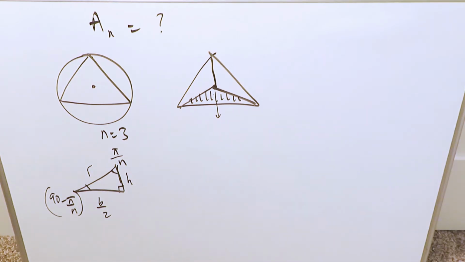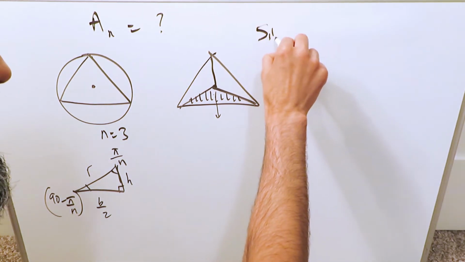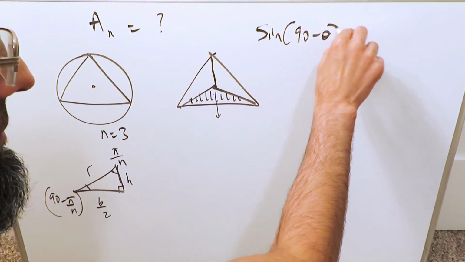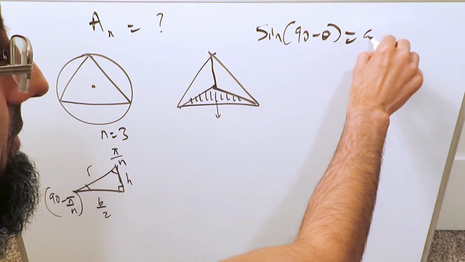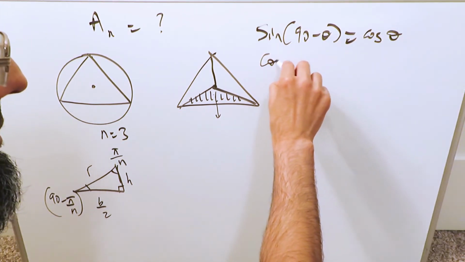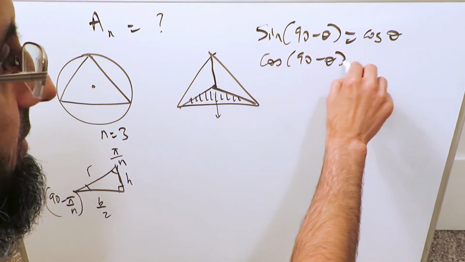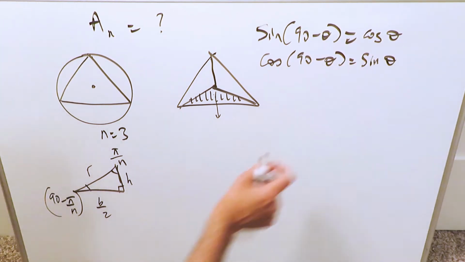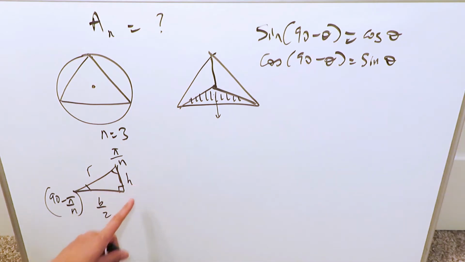To do this, remember your cofunction identities. The sine of an angle in terms of 90 minus theta is always equal to cosine of its complement, or the cosine of 90 minus theta is equal to sine of its complement, because we will utilize that. Now I want to determine the height.